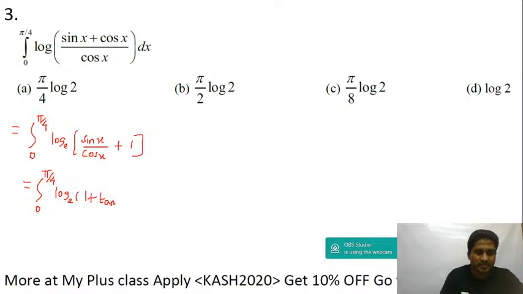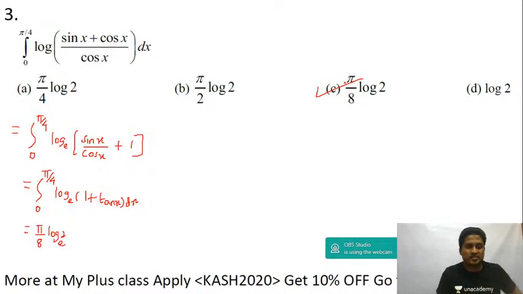It's a standard result, right? You need to remember that result, guys. Integral from 0 to pi by 4 of log of 1 plus tan theta d theta is actually pi by 8 into log 2. That result you have to remember. Integral from 0 to pi by 4 of log of 1 plus tan x dx will be equal to pi by 8 into log 2.